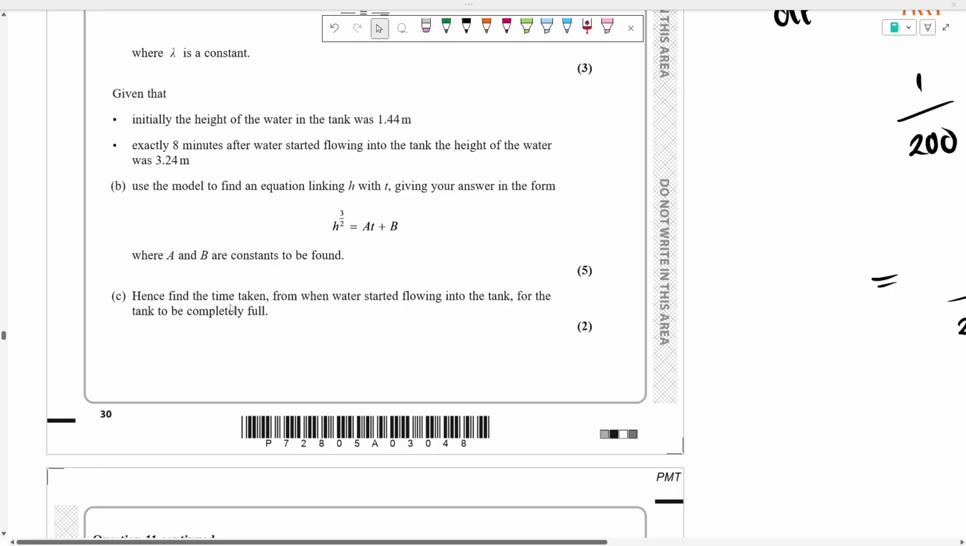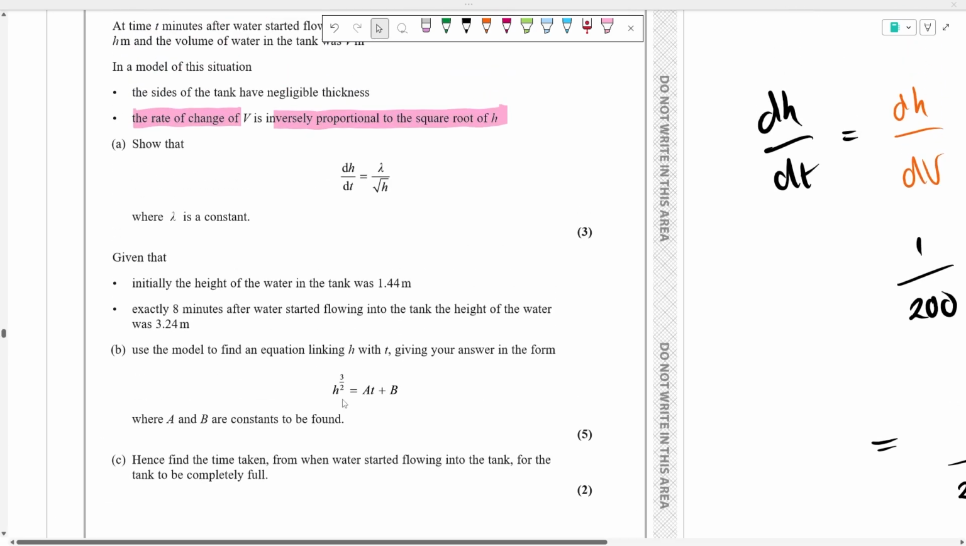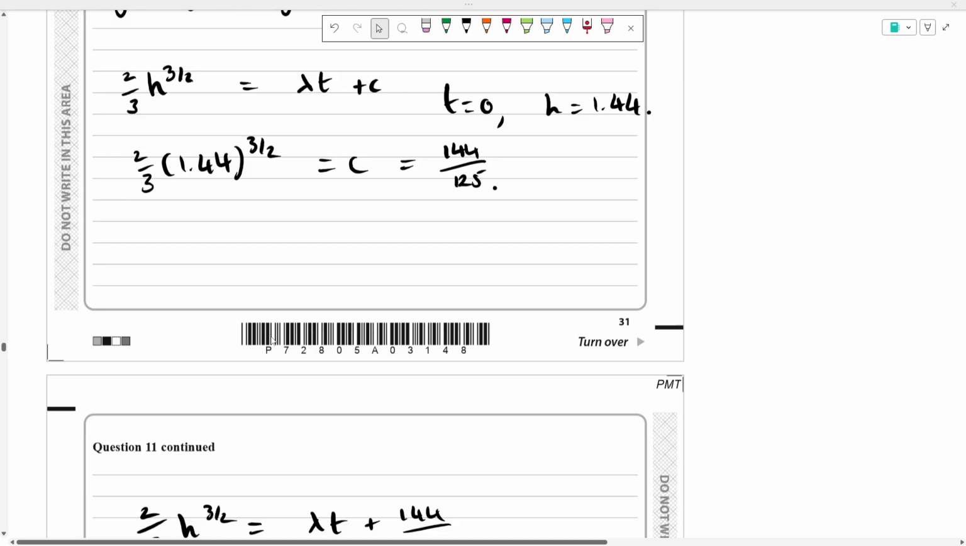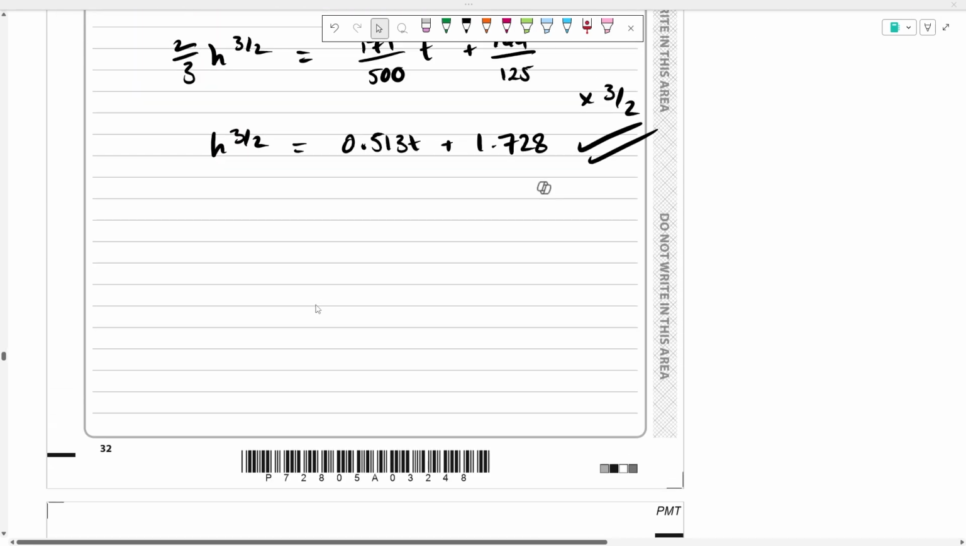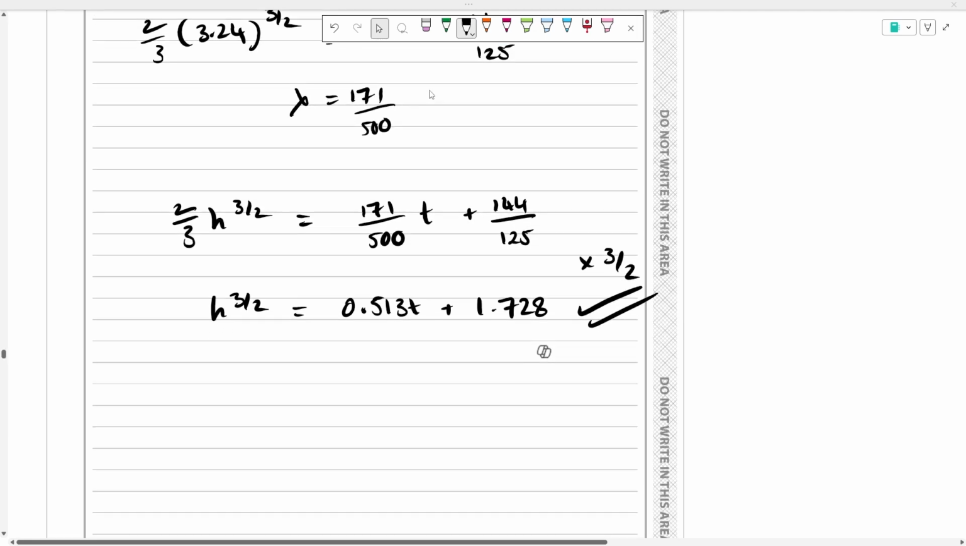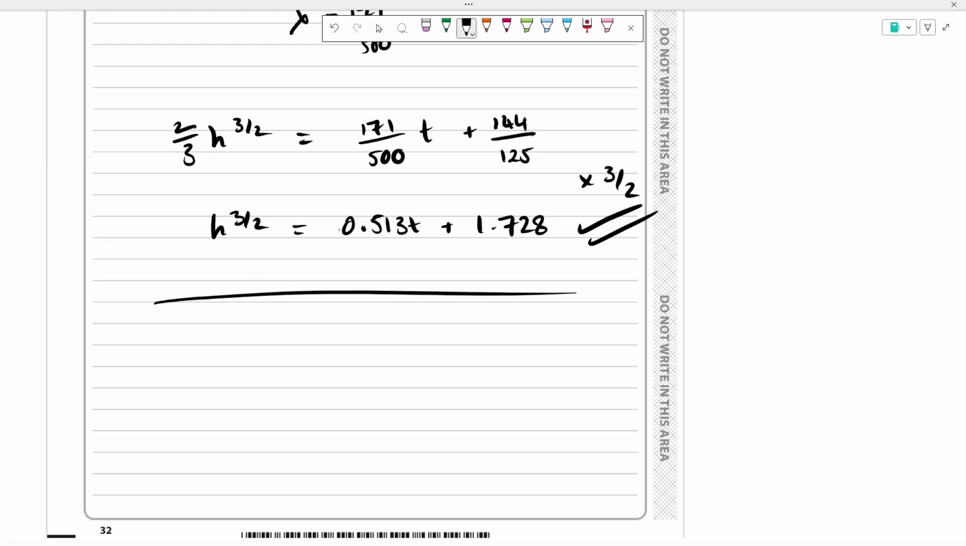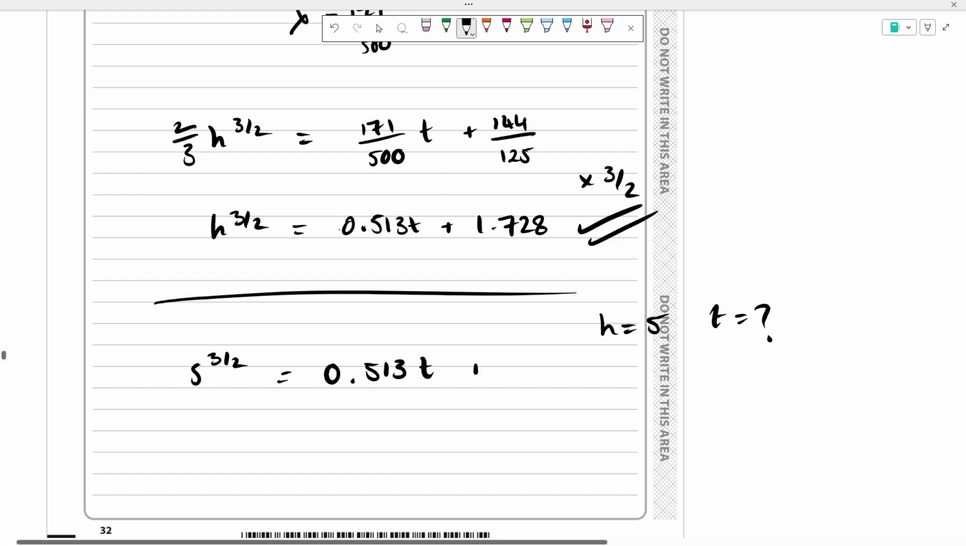Part C of the question: hence find the time taken from when the water started flowing into the tank for the tank to be completely full. So essentially we're trying to find out when the height of this liquid is going to be 5. Okay, so we've got the equation here. We're going to do h is equal to 5, and we're trying to work out the time. So that's going to be 5 to the power of 3 over 2 is equal to 0.513 t plus 1.728. And then we're going to rearrange.